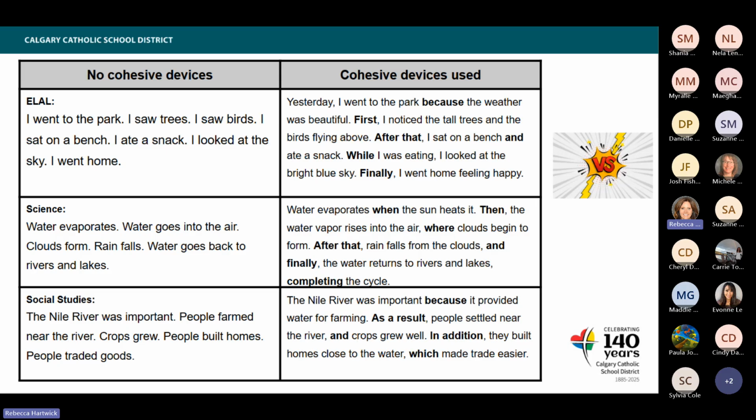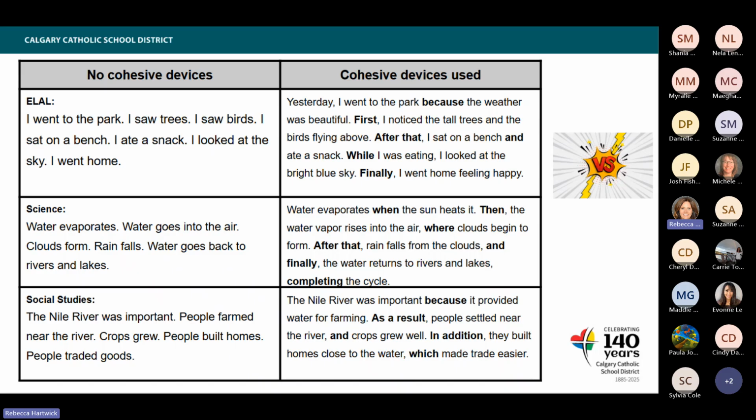Water evaporates, water goes into the air, clouds form, rain falls, water goes back to rivers and lakes. So no cohesive devices there. Conversely, on the other side, water evaporates when the sun heats it. Then the water vapor rises into the air, where clouds begin to form. After that, rain falls from the clouds, and finally, the water returns to rivers and lakes, completing the cycle.